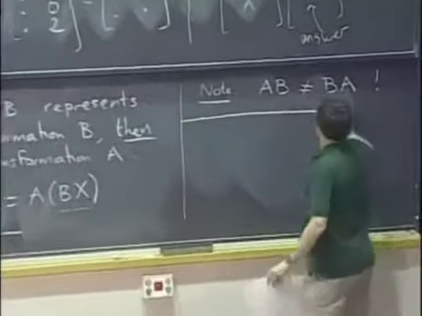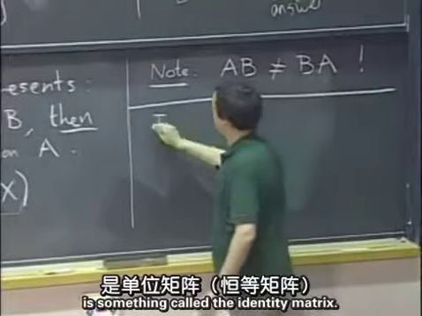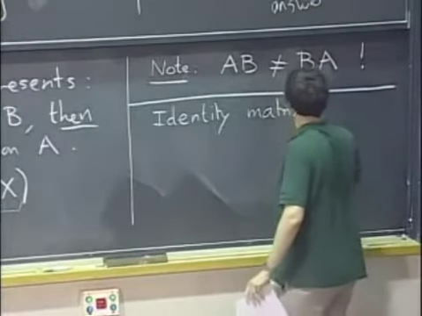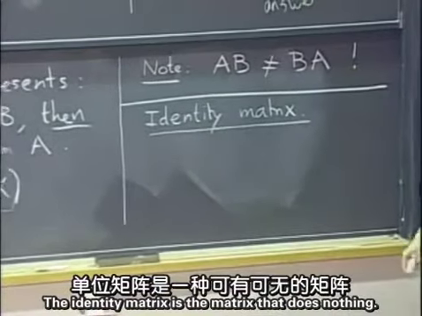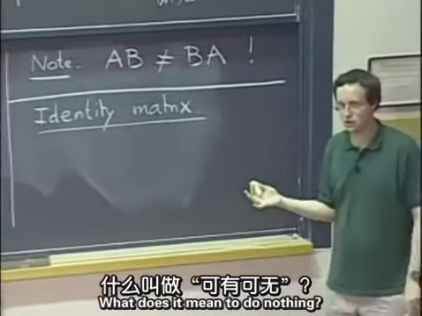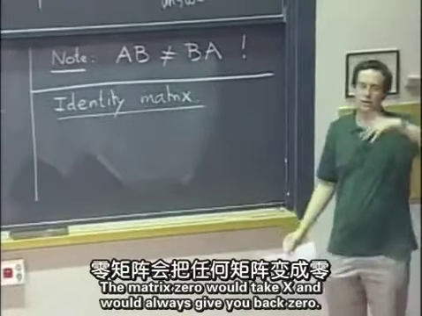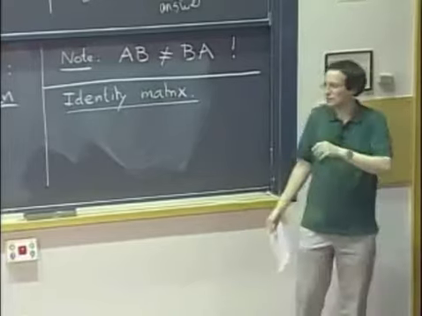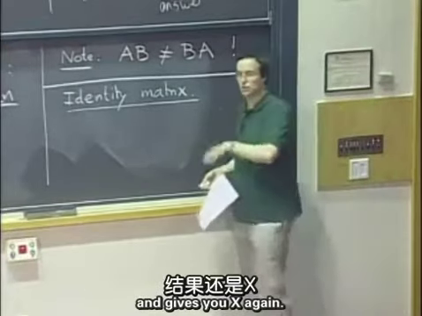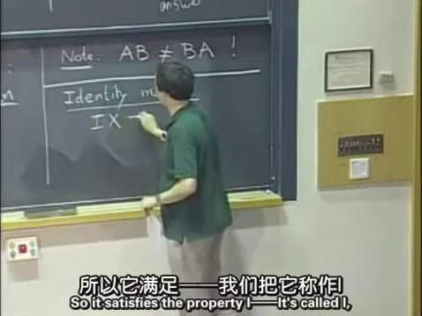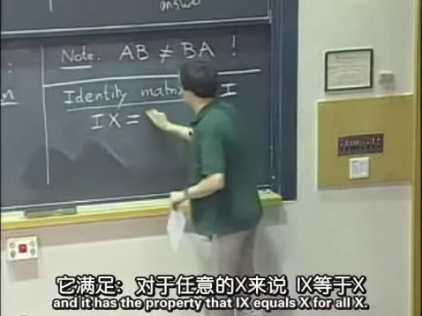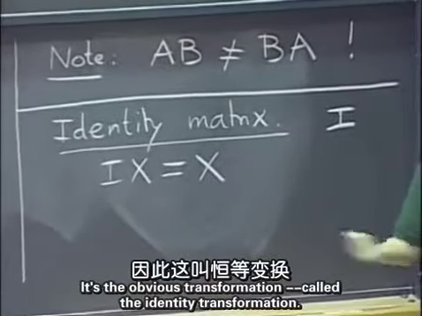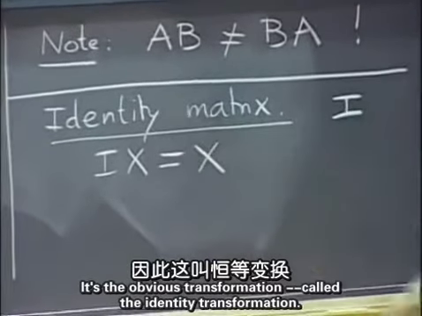Okay. The next thing I need to tell you is something called the identity matrix. Well, the identity matrix is the matrix that does nothing. Okay, so what does it mean to do nothing? I don't mean the matrix 0. The matrix 0 would take x and would always give you back 0. That's not a very interesting transformation. What I mean is the guy that takes x and gives you x again. So it's called I, and it has the property that Ix equals x for all x. So it's the transformation from something to itself. It's the obvious transformation called the identity transformation.